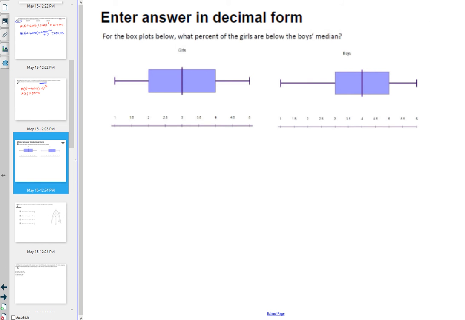There was one that nobody got. I don't know if it might have been this one. Enter the answer in decimal form. For the box plots below, what percent of the girls are below the boys' median?